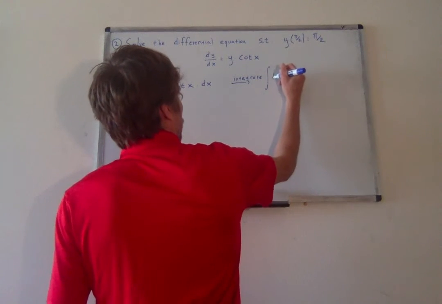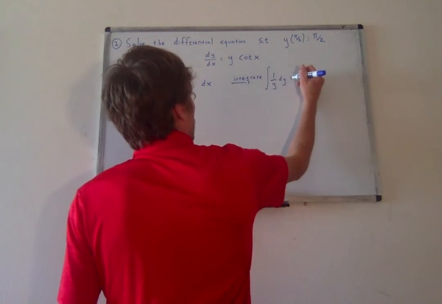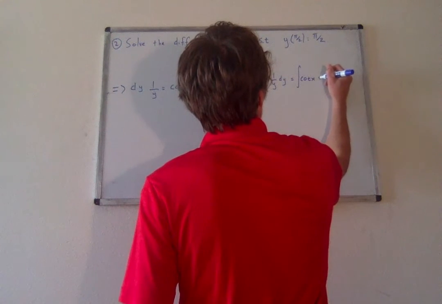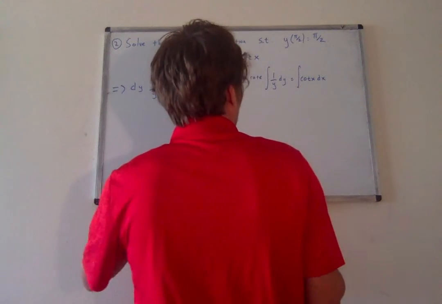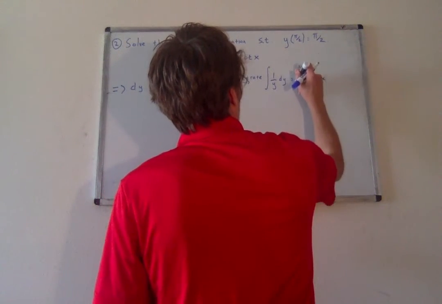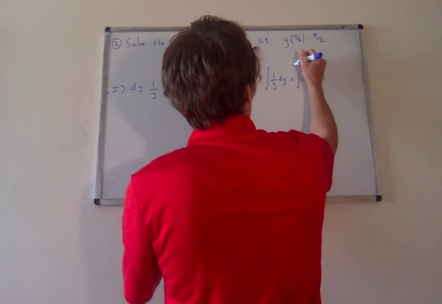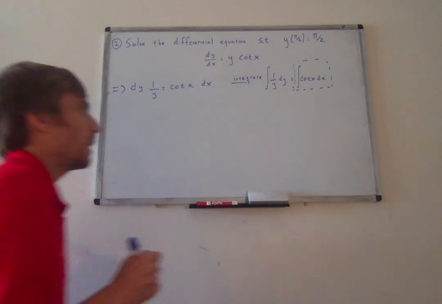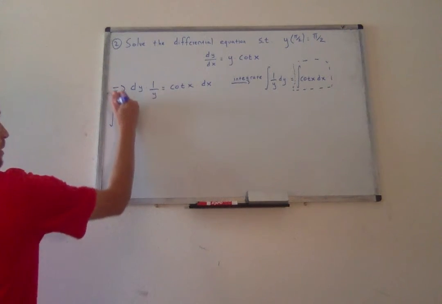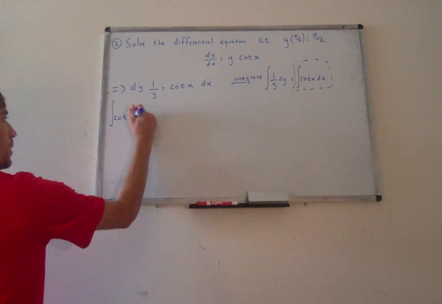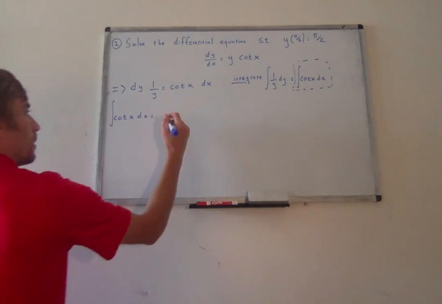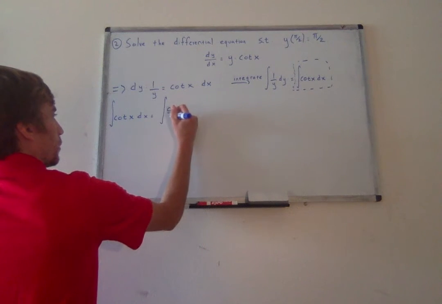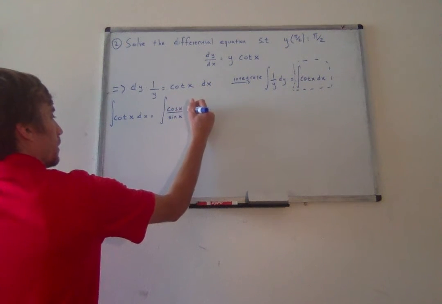So we get that the integral of 1 over y dy is equal to the integral of cotangent x dx. I'm going to pull this integral out. We know how to do 1 over y. Cotangent x will take us a few more steps. So this is equal to cosine x over sine x dx.